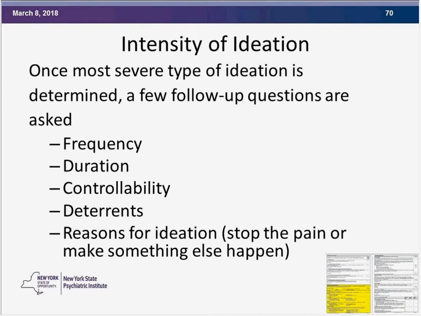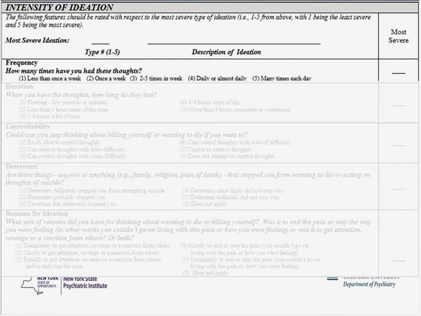And these are 5 follow-up questions about the frequency of their thoughts, the duration of their thoughts, how easy or hard is it to control their thoughts, did they have any deterrence to acting on their thoughts, and what were the reasons for their thoughts? Was it to stop the pain they were feeling, or was it for some other reason, or was it a combination of the two of those things? And so for frequency, you ask how many times did you have those thoughts, and there are multiple choice answers you can choose from, whichever one most closely matches what their response is.